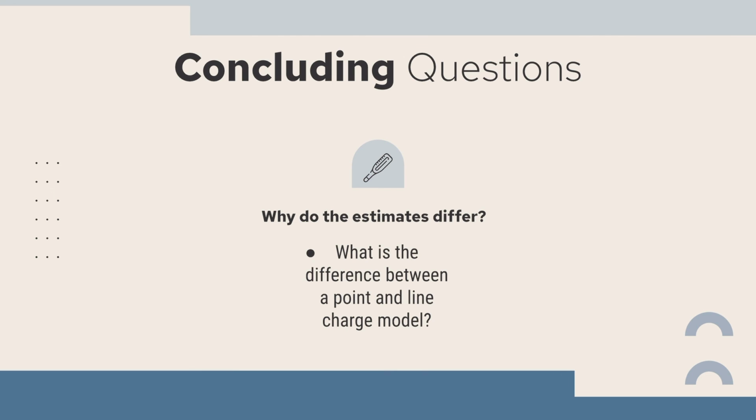And why is this? Why do the estimates differ? What is the difference between a point and line charge model? Well, when we use the point charge model, we're just considering one particle. However, with a line charge model, we consider superposition, so how the charge actually changes depending on where you are along the tape, which creates a more accurate model, as that is how it is in real life.